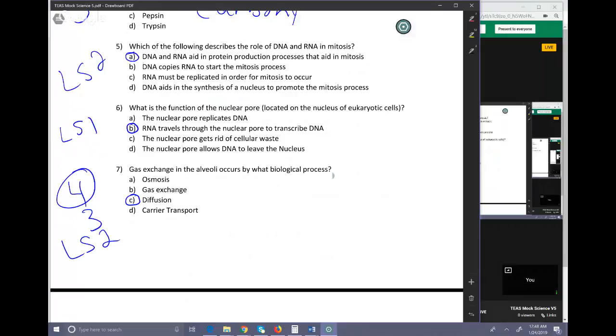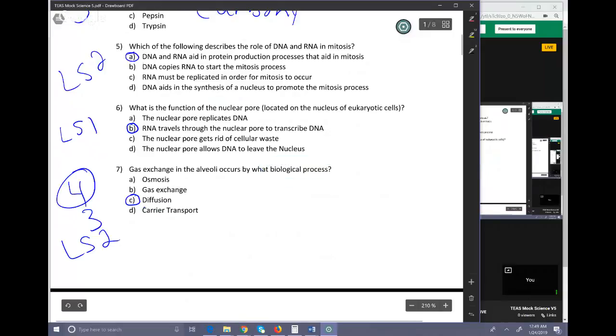I just did that to make sure that as you're getting very close to testing, because you're seeing one of these last editions, that you're paying attention to wordings and you're paying attention to the fact that they're asking you for a very specific process name rather than just a generic term. So gas exchange is a very generic term. We're wanting the biological term. That's why they said biological process, and that's going to be diffusion.